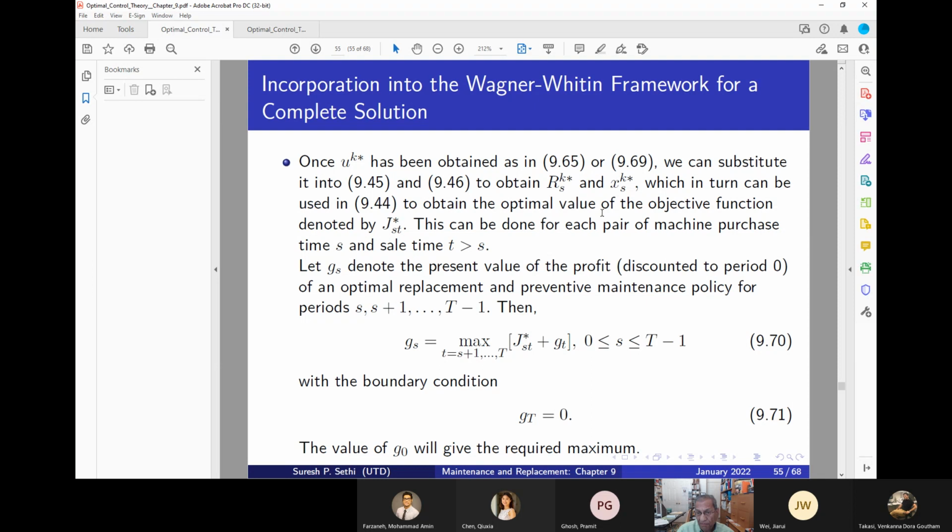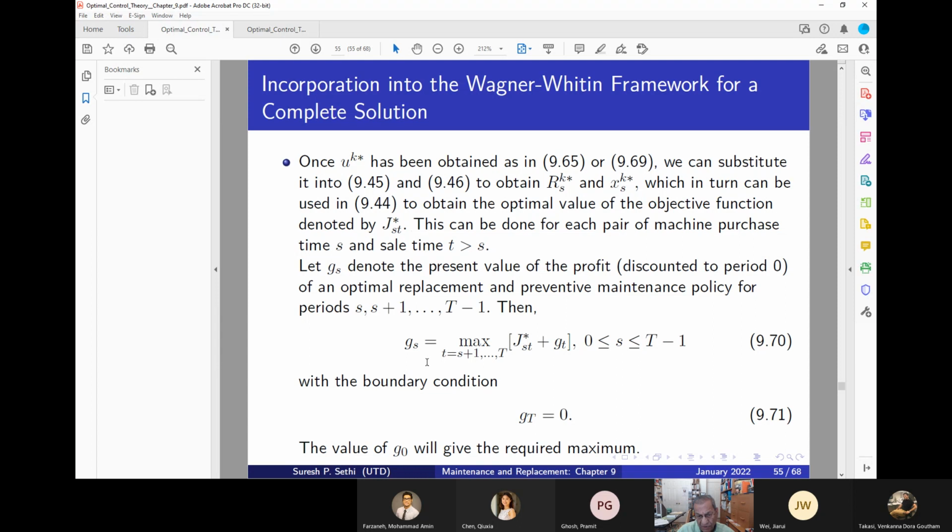Once I have solved the problem, I can compute all the state variables on the optimal path. I can find JST star for any t bigger than s. That's where Morton comes in. So I'm here already, and the Morton says Wagner-Whitin, so this is Wagner-Whitin. It's a dynamic programming, straightforward. We have solved this problem when we did the traveling salesman, which is very similar. So this is a traveling salesman kind of problem, very similar.